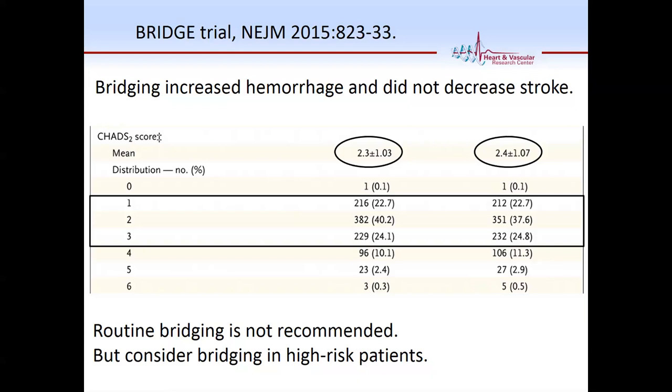Bridging is also something we do if we have a patient who's just been cardioverted, and I'm going to talk a little more about cardioversion issues.